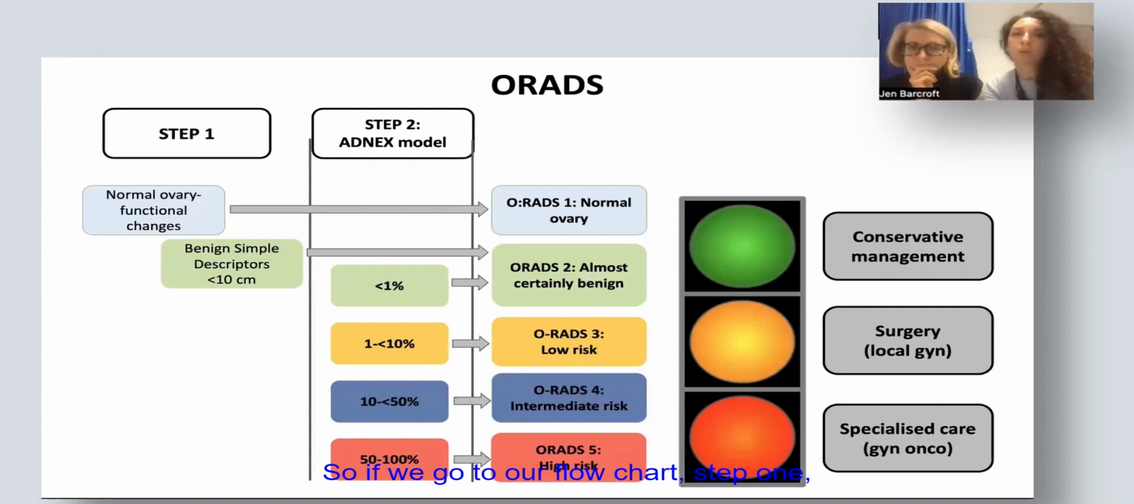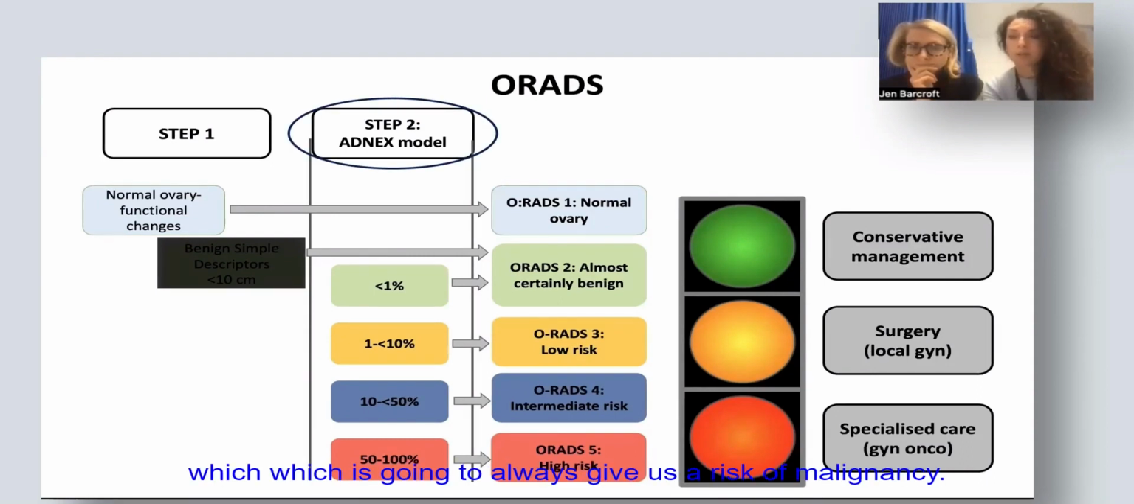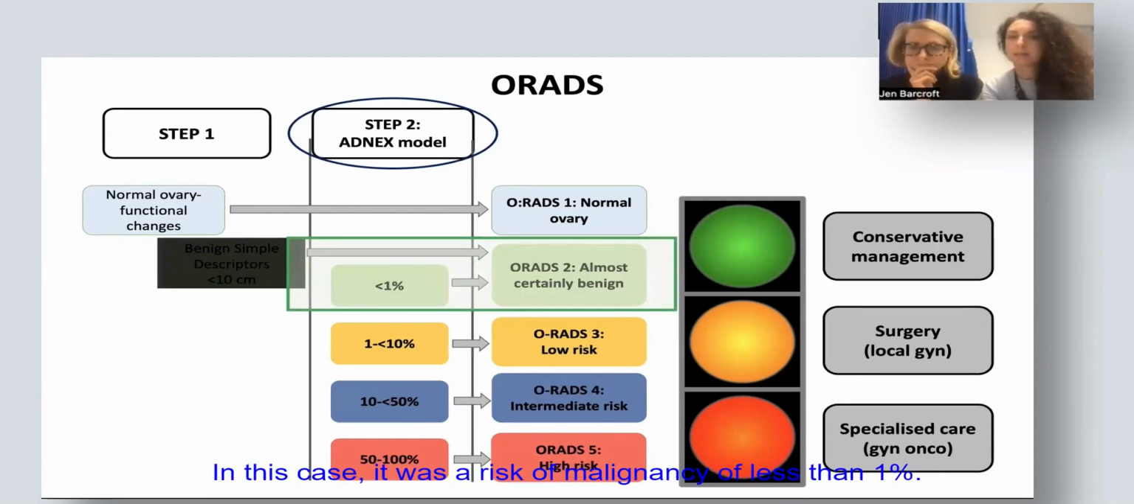So if we go to our flowchart, step 1, benign simple descriptors, is not applicable. So we go to step 2, application of ADNEX model, which is going to always give us a risk of malignancy. In this case, it was a risk of malignancy of less than 1%, so correspond to a cyst almost certainly benign. This type of cyst could be managed in a conservative way.